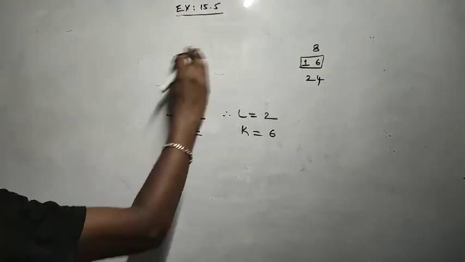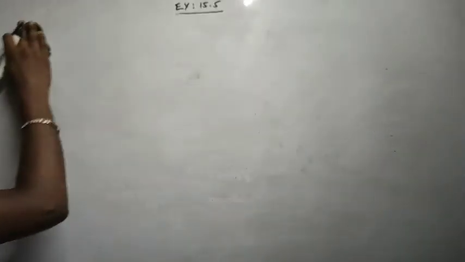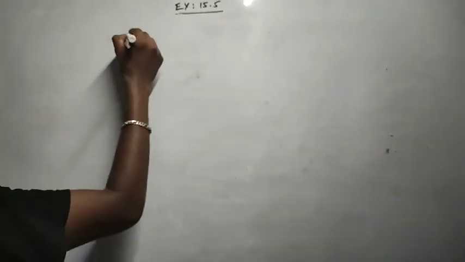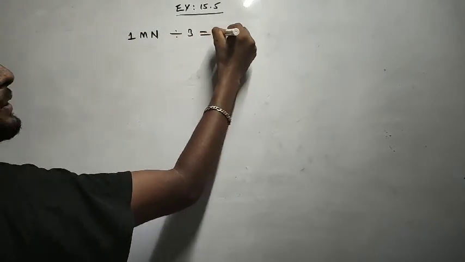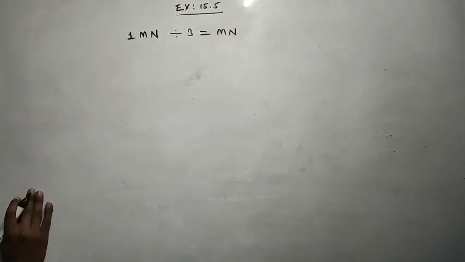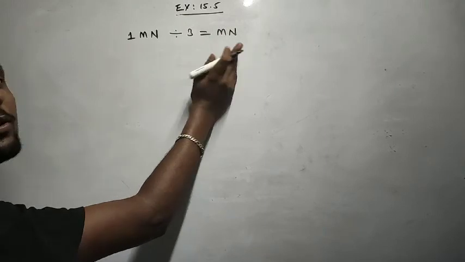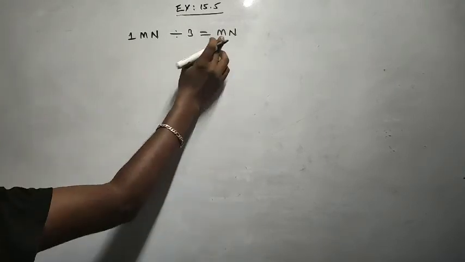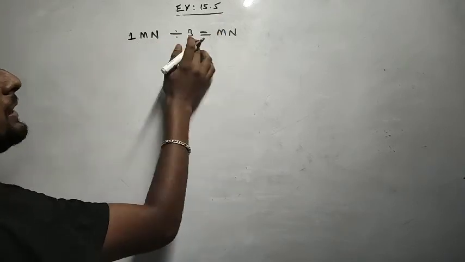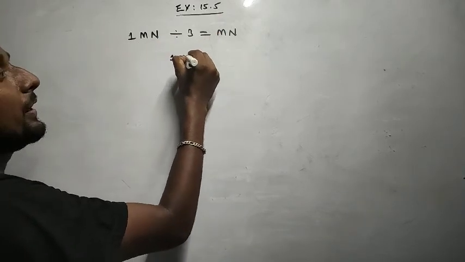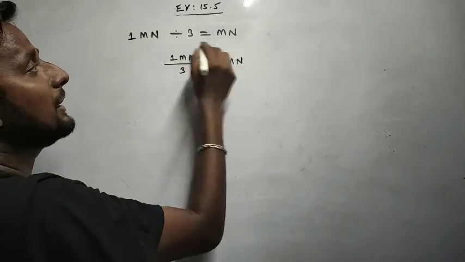Correct? Right. Next question: 1mn divided by 3 is equal to mn. It is also a very logical question. In the first case, he had given one digit, so I solved it in the division manner. But here there are letters in the number, so we can't do that. So I'll simply write: 1mn divided by 3 gives the answer mn. That is the meaning of the question.